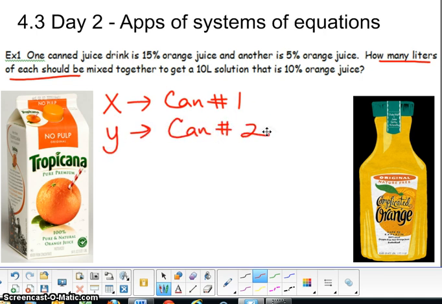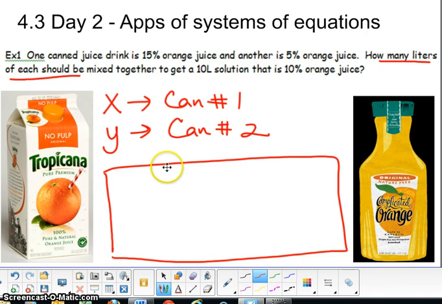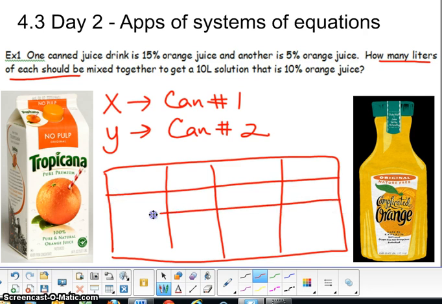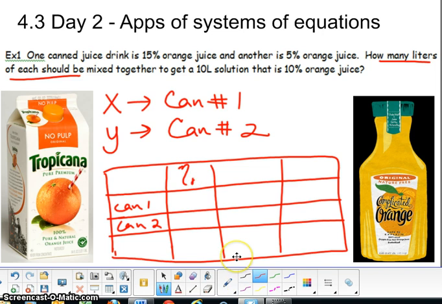Okay? And then to develop and carry out the plan, we are going to set up a box and put the different categories in them. I'm going to put can 1 and can 2 over here on the right side. And then the percent that each one of them has up at the top, and the liters, and I'm going to have my total column, just to organize all the information given here.